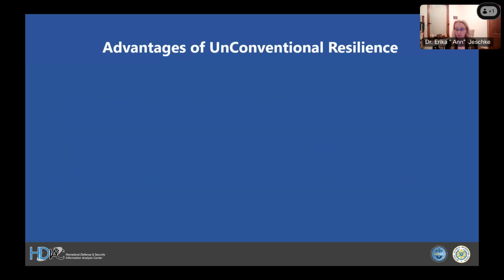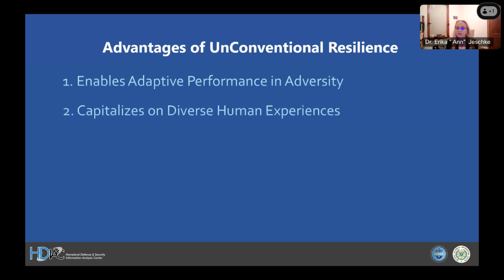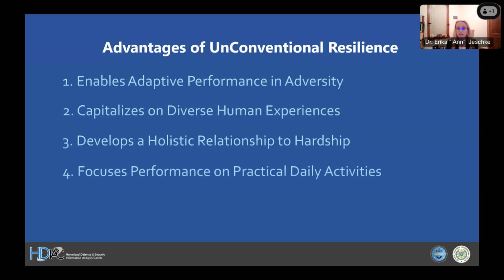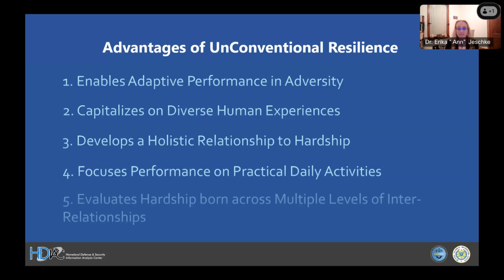This definition of resilience has a number of advantages. First, it enables adaptive performance in adversity. Second, it capitalizes on diverse human experiences. Third, it develops a holistic relationship to hardship. Fourth, it focuses performance on practical daily activities. And fifth, it evaluates hardship born across multiple layers of interrelationship.